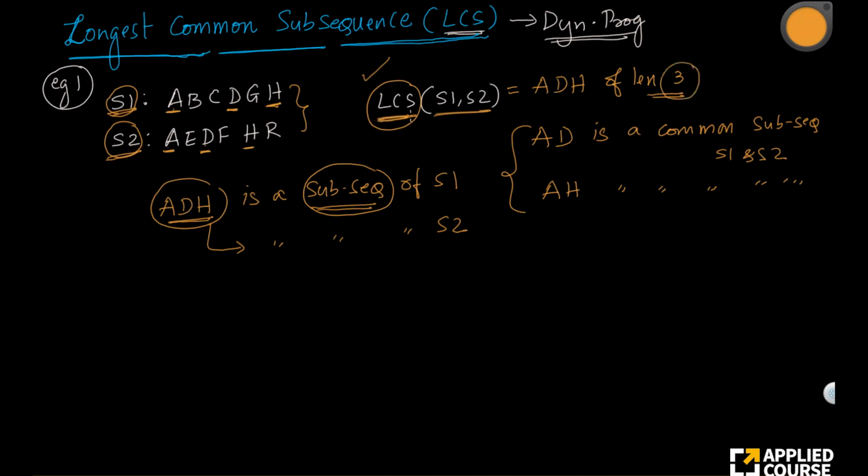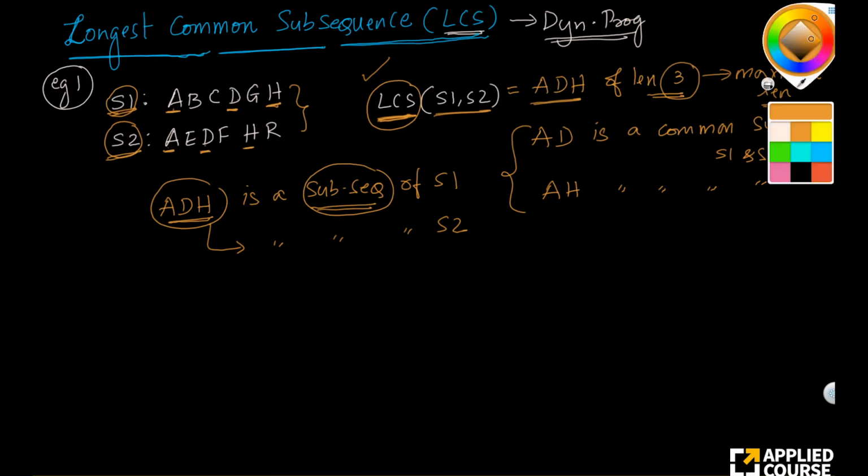So the longest common subsequence is that subsequence, amongst all the common subsequences between S1 and S2, such that its length is maximal. You will not find any other subsequence common to S1 and S2 which is longer than ADH. Okay, that's one example. Let's look at another example.